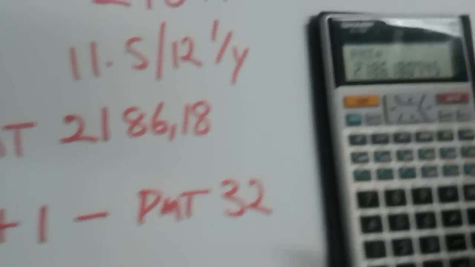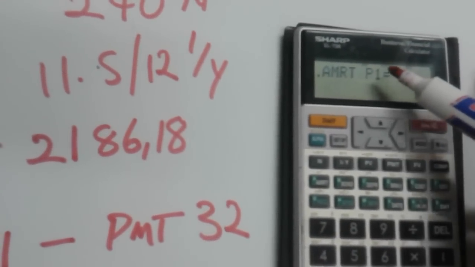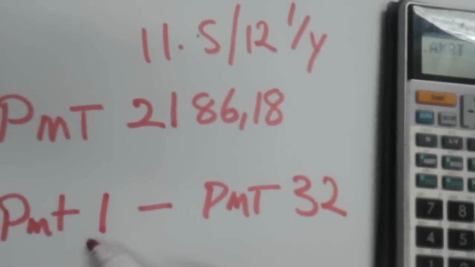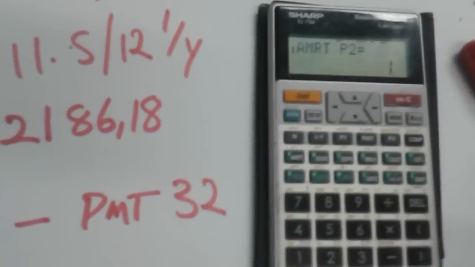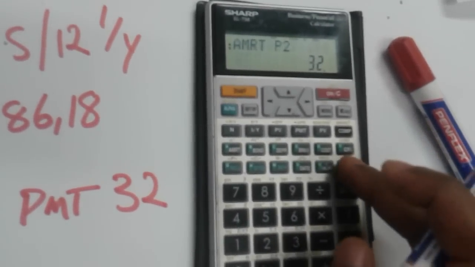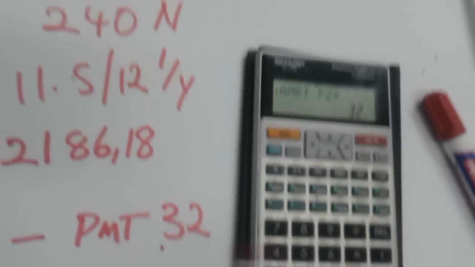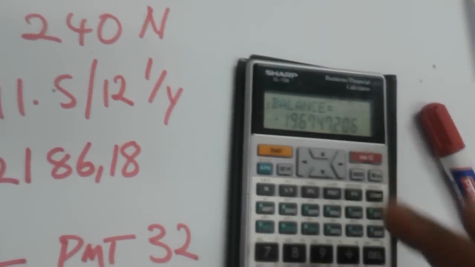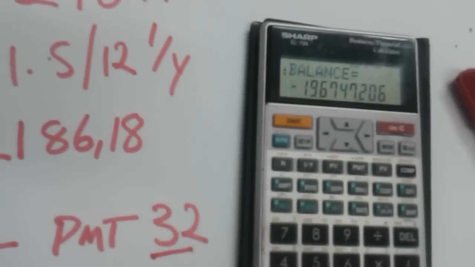So how do we do that? You now say amort. You see now, so there is P1. So payment 1 is the first payment. That's perfect. So we leave it like that. We go down to P2. So on P2 now you say 32, then enter. So there you go. 32, enter. Then again you say down. So you see it gives you the balance after 32 payments. But we don't want the balance.